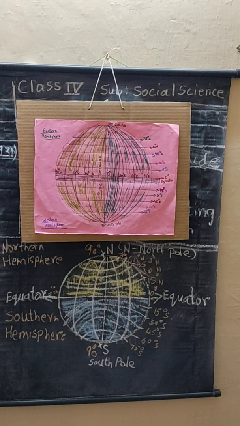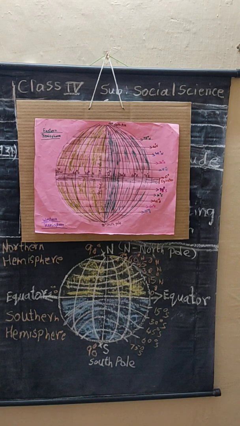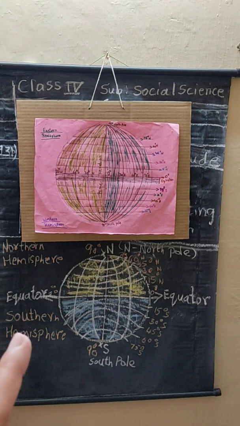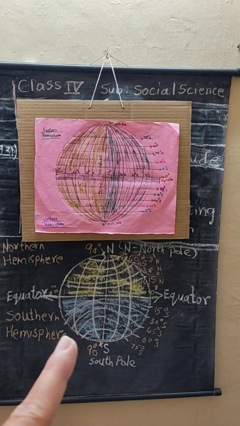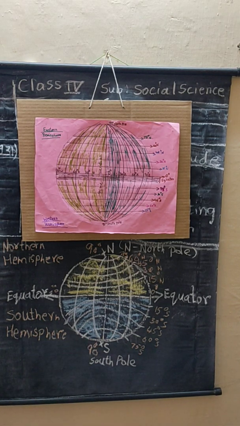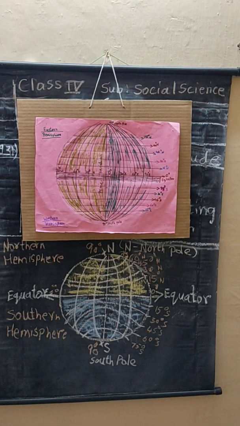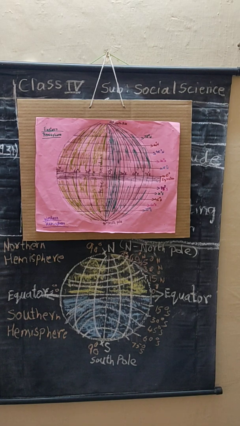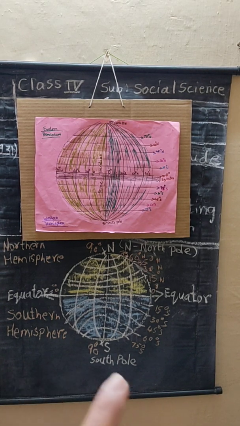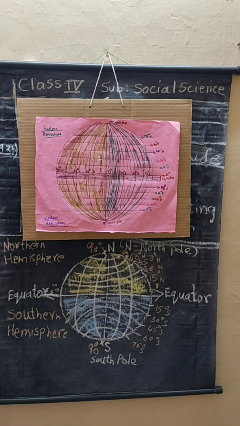Okay, and from the east again, how much? 30 again here. From 0 we have to count: 30, 60 and 90. Alright. Now these are the eastern and western hemispheres. Now 90 plus 90, 180 degrees. Okay.